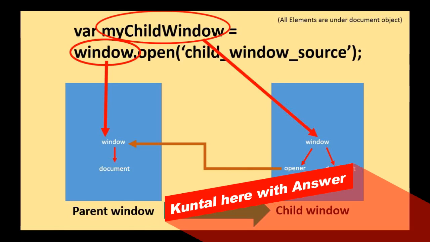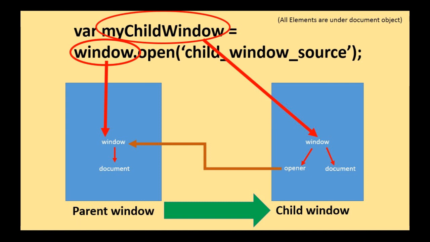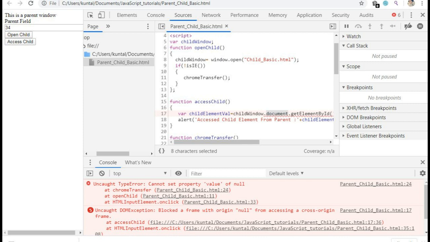Hi, this is Kuntal. In the last video, we showed how we can do the parent and child HTML window access, meaning from the parent window to the child window and from the child window to the parent window. And at the end of that video, I asked why the same program is not running in Chrome.